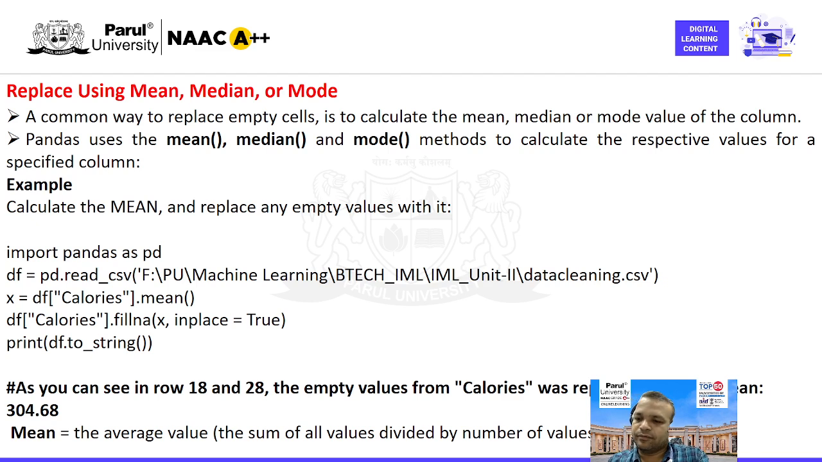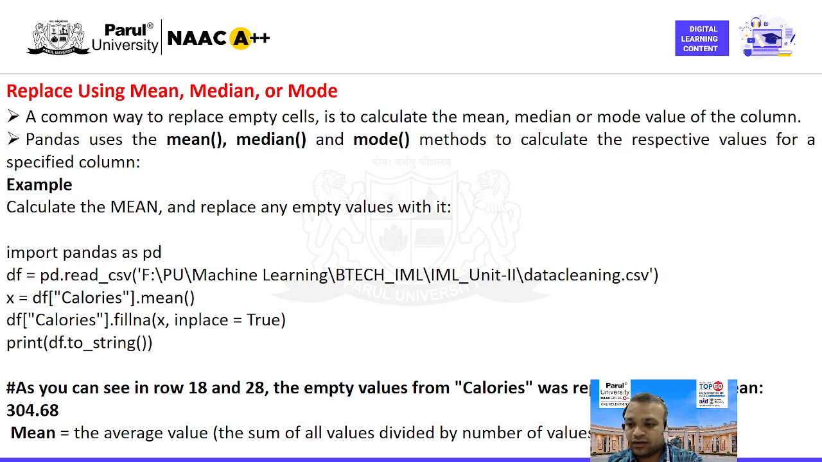So you calculated the mean of that particular column, calories. Now we get the mean, which is x. x is a variable where we store the mean of that particular column, calories. Again, df calories dot fillna, we use the fillna method here.